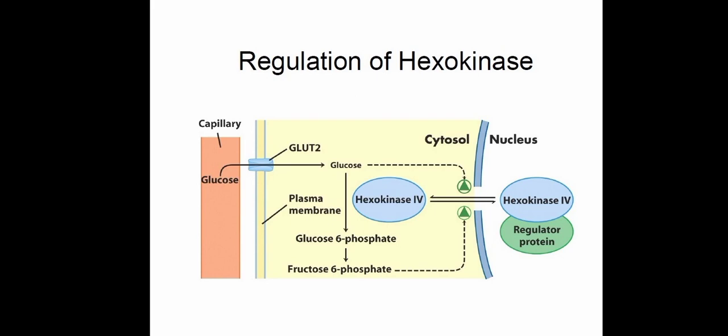Plus, the hexokinase is produced from the nucleus. Since it is a protein, it must undergo transcription and translation. After translation, it comes out and forms the hexokinase enzyme. So that hexokinase can be further regulated by some regulatory proteins present in the nucleus. That is the regulation of hexokinase.